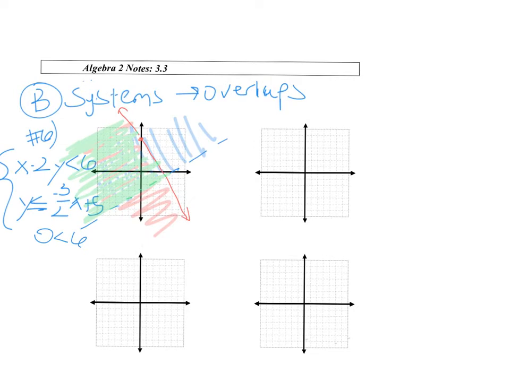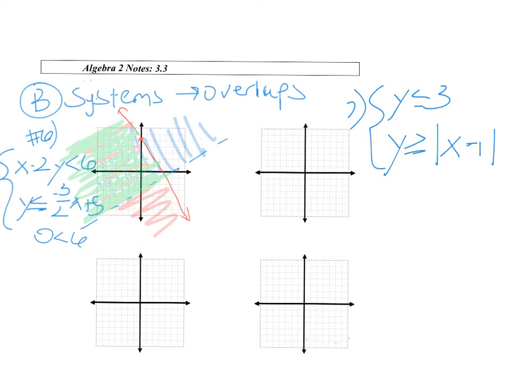Another one. Number 7. We have 2 more. 2 more, we're almost done. y is less than or equal to 3, and y is greater than or equal to the absolute value of x minus 1. Okay, so we're going to graph both of those.